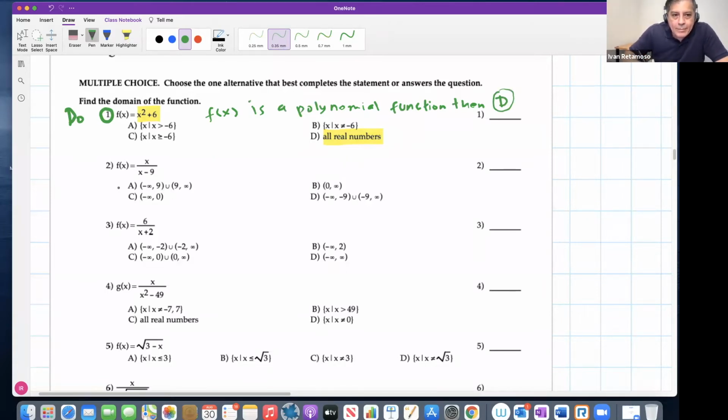Okay, next, number 2. Can you try number 2 now? They say find the domain of this rational function. And the hint, guys, is when they give you rational functions, that look like fractions of polynomials, pay attention to the denominator. Pay attention to the denominator.